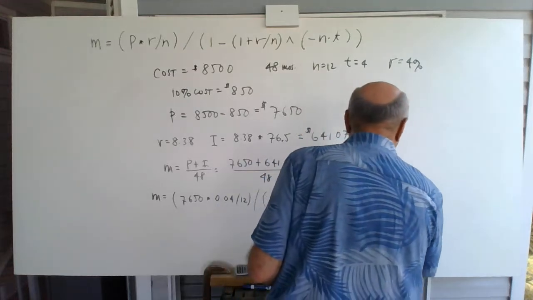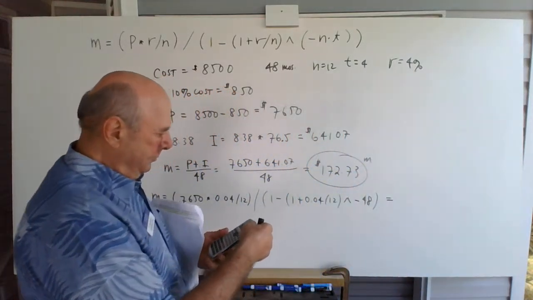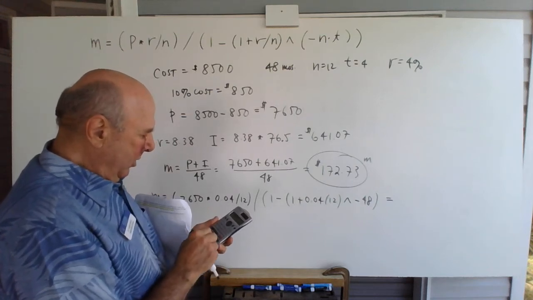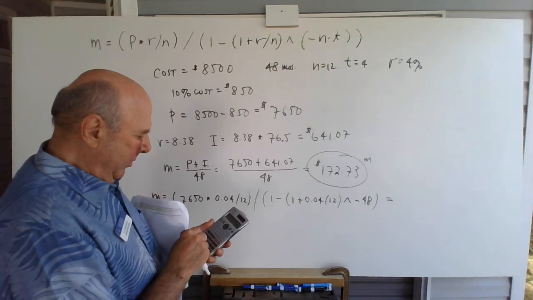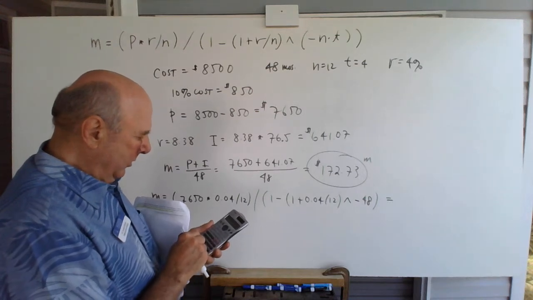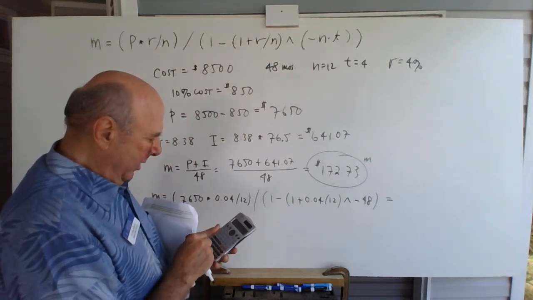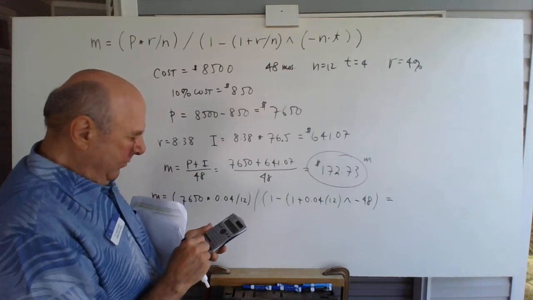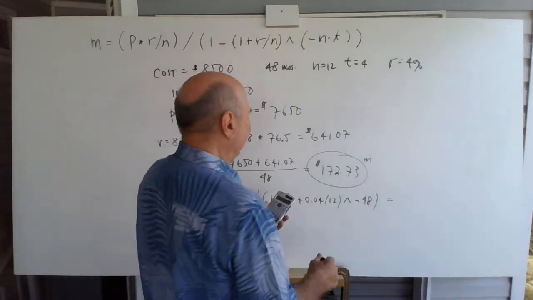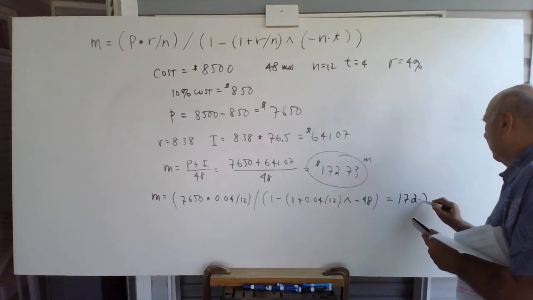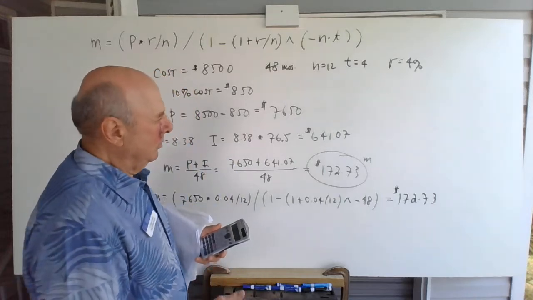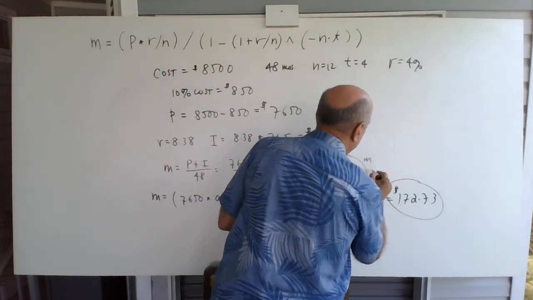And if you do this, you get, let's just do it. 7,650 times 0.04 divided by 12, right parentheses, divided by left parentheses, 1 minus left parentheses, 1 plus 0.04 divided by 12, right parentheses, caret, negative 48, right parentheses. 172.73. Once again, we get the exact same number for M.